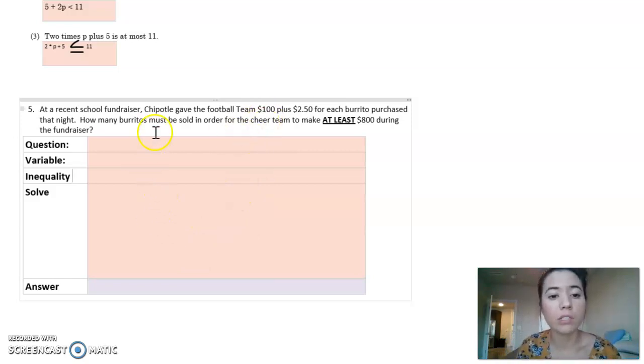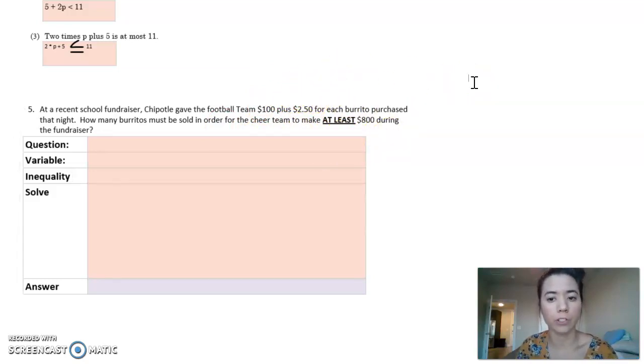So we have, at a recent school fundraiser, Chipotle gave the football team $100 plus $2.50 for each burrito purchased that night. How many burritos must be sold in order for the cheer team?